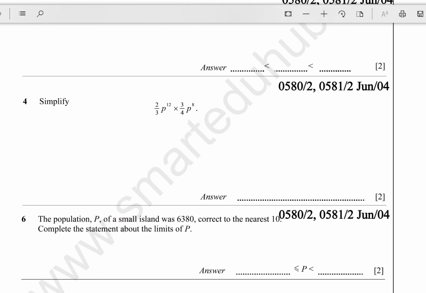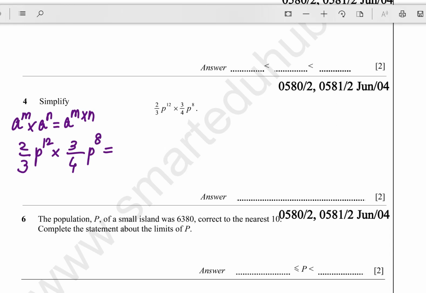Okay, this question is from May June 2004, that's paper 4 and question 4, and simplify. So here we have to multiply, meaning we can take the rule a raised to m into a raised to n, which is equal to a raised to m plus n. Now let's see how we can use this rule. So first it is 2 upon 3 p raised to 12 into 3 upon 4 p raised to 8, which is equal to, now what we can do is we can separate the numbers out. So it becomes 2 upon 3 into 3 upon 4.